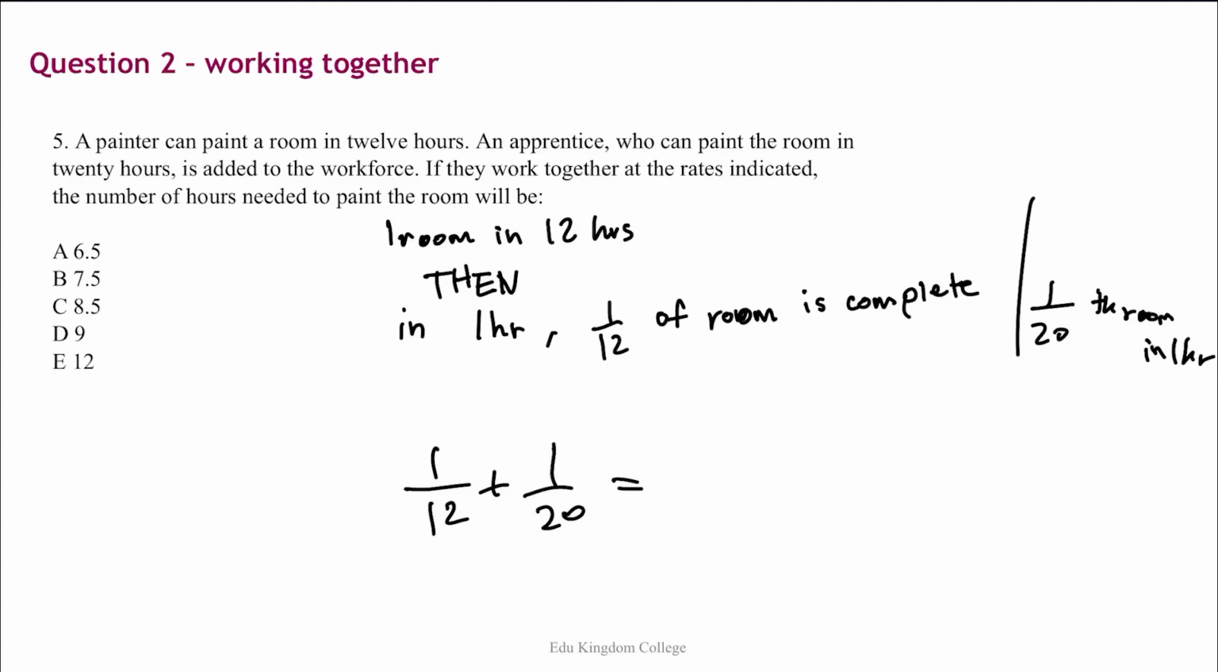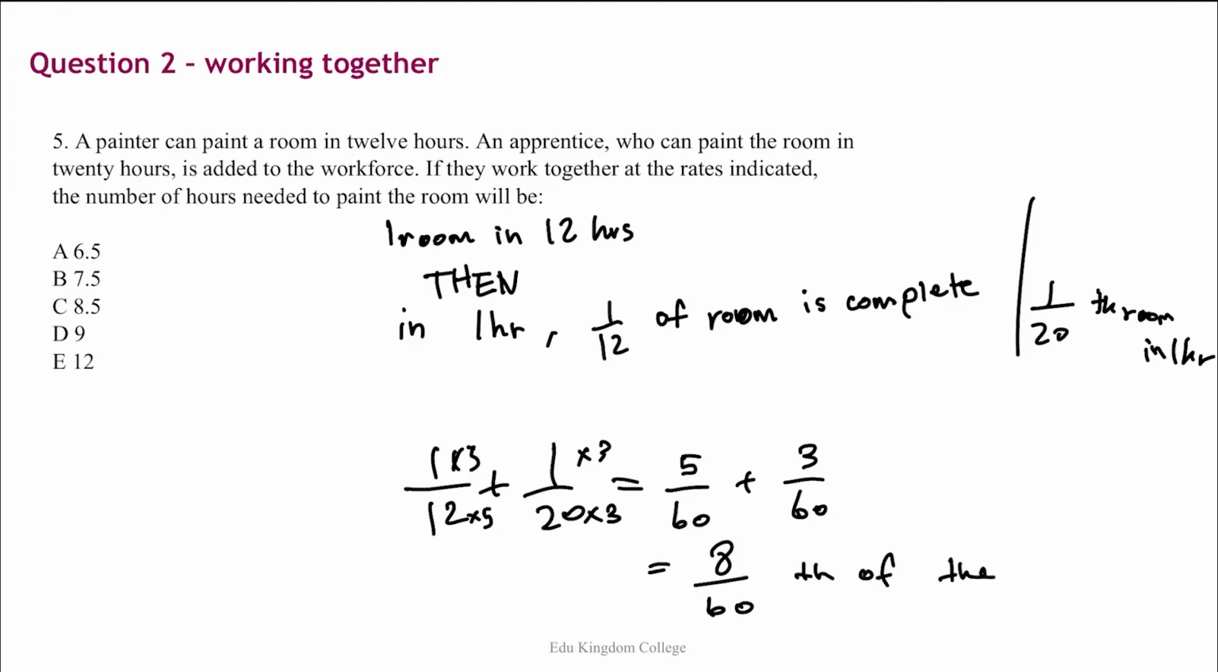Now, what is 1/12 plus 1/20? Let's have a look. What's the common denominator that we can make? It is 60. So times 5 to the bottom, times 5 to the top. We get 5/60 plus 3/60. If you understand that. Now, what's the fraction? 8/60. This means 8/60th of the room is complete in 1 hour. Does that make sense, guys?